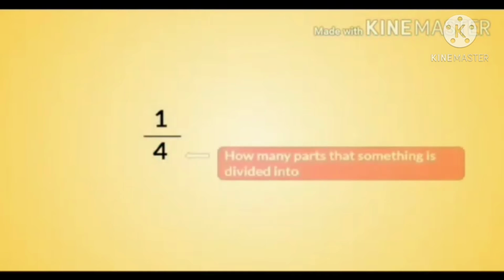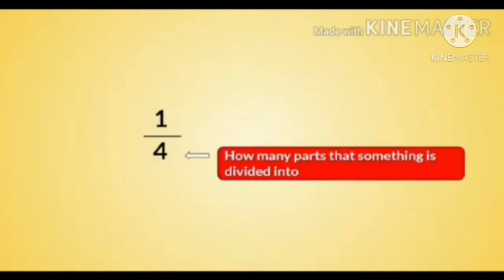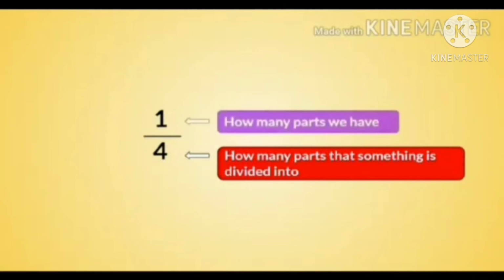Fraction means parts of something. The bottom number or the denominator means how many parts there are altogether. The top number or the numerator means how many parts we are talking about.